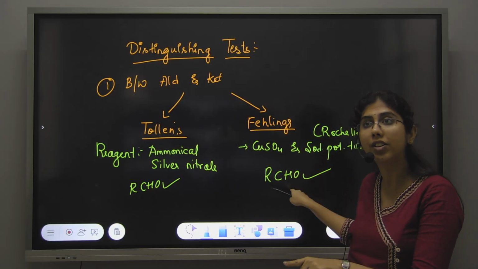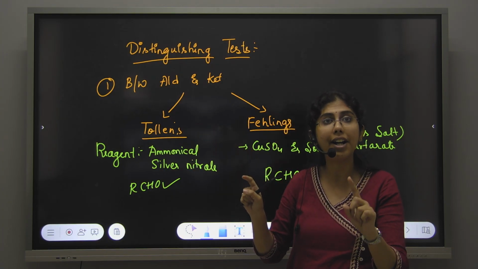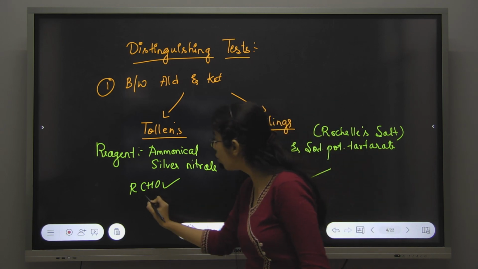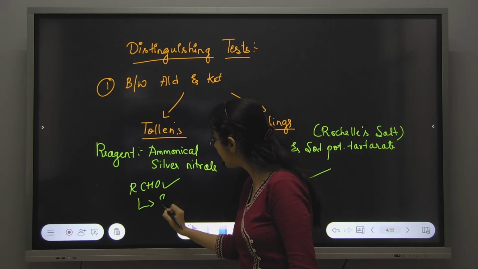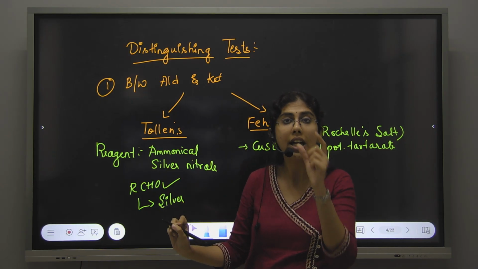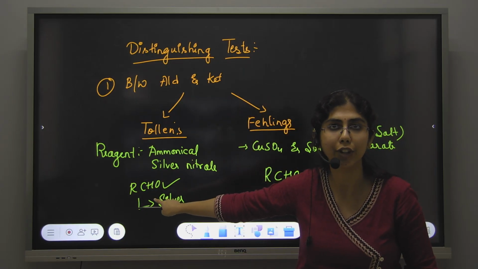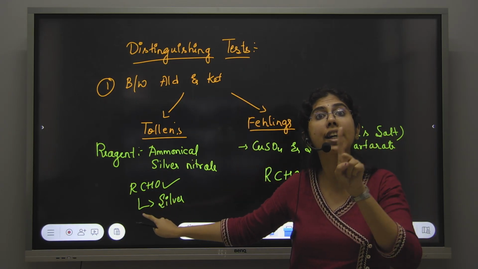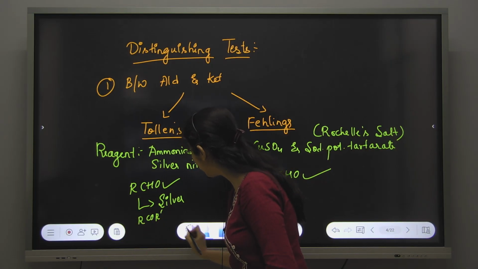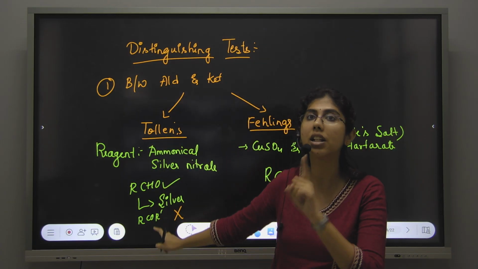Aldehyde will react with these reagents. When you have added Tollens reagent, after the reaction with the aldehyde, you will see silver color precipitating out. If silver is precipitating, you have taken an aldehyde with you. If you have taken a ketone, the ketone will not give this test. You will not see the silver color.